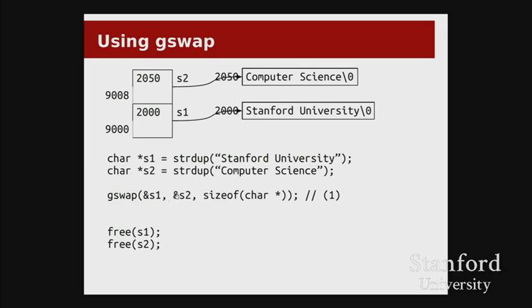We're passing the address of s1, the address of s2. So we're passing the 9000 and the 9008. What happens is we swap the things in these two boxes. How big are each? How much do we swap? We swap sizeof(char*). So we look inside this box. There's a char star in this box here, and a char star in this box here. We swap them. So that works.